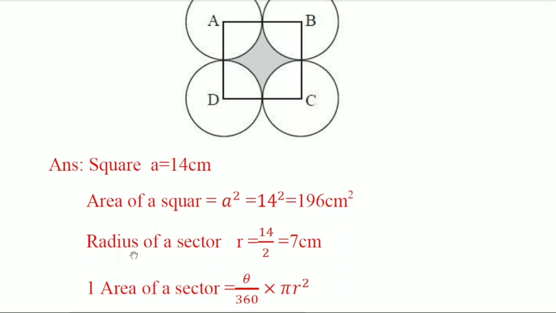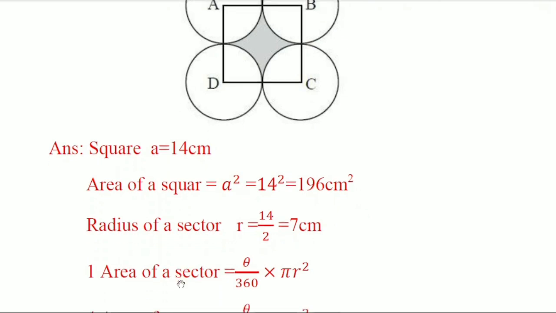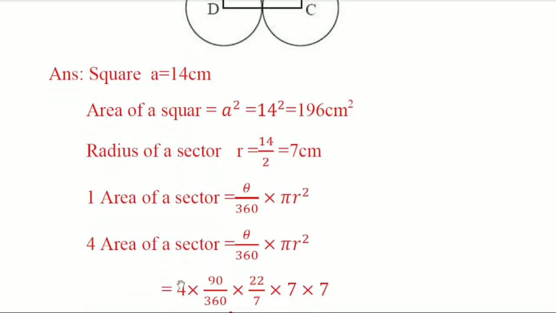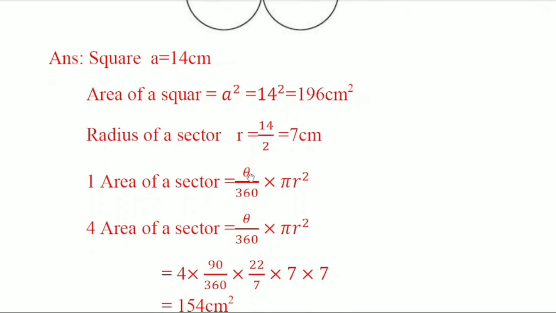So now find out the radius of a sector. So radius of a sector R equals 14 by 2, that means 7 centimeters. So we got the radius. So find the area of a sector. So we have the formula: area of a sector equals theta by 360 degree into pi r square. So here we should find 4 areas of a sector. Here theta will become 90 degree. Why? Because inside the square every corner forms only 90 degree. So we can consider theta equals 90 degree.